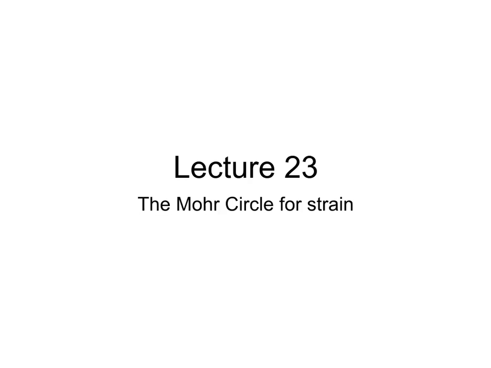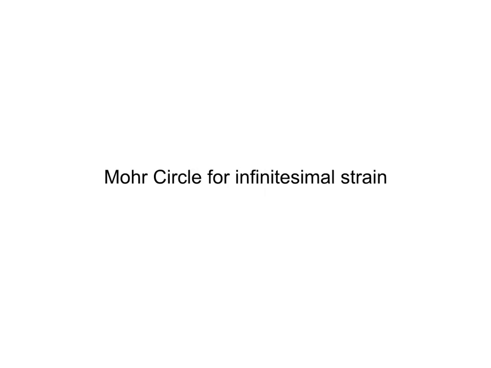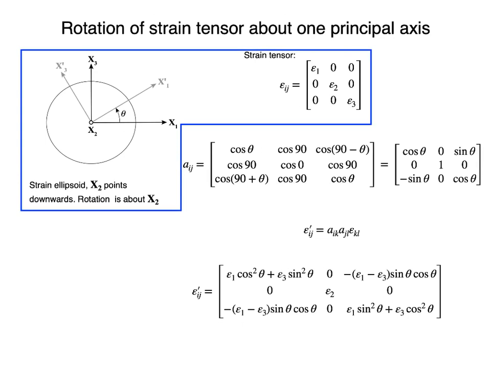Lecture 23, the Mohr circle for strain. Let's look first at the Mohr circle for infinitesimal strain. Suppose the axes of the coordinate system are principal axes, and the strain tensor, epsilon, looks like this: epsilon1, or the long axis of the strain ellipsoid, is parallel to x1, epsilon2, or the intermediate axis of the strain ellipsoid, is parallel to x2, and epsilon3, or the short axis of the strain ellipsoid, is parallel to x3.